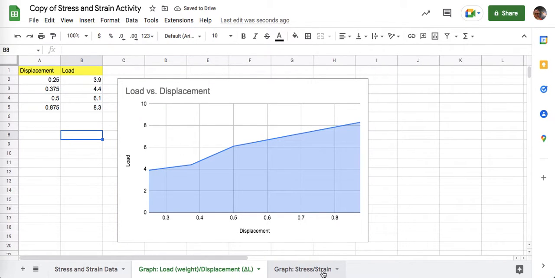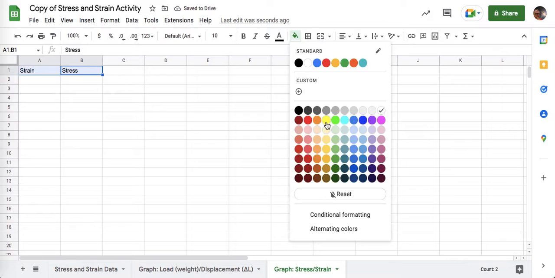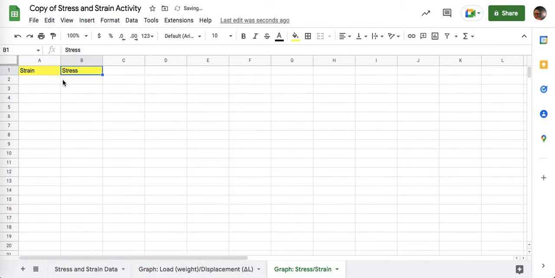This one's stress over strain, rise over run, y-axis over x-axis. So let's go here and do stress. So rise over run, y over x. So strain is x-axis. Let's put it here. Right? And stress is y-axis. So let's put it here. And let's make these, let's highlight these 2 blocks. Make them beautiful. Any color, I don't care what color, but just highlight them some color so they stand out a little bit.